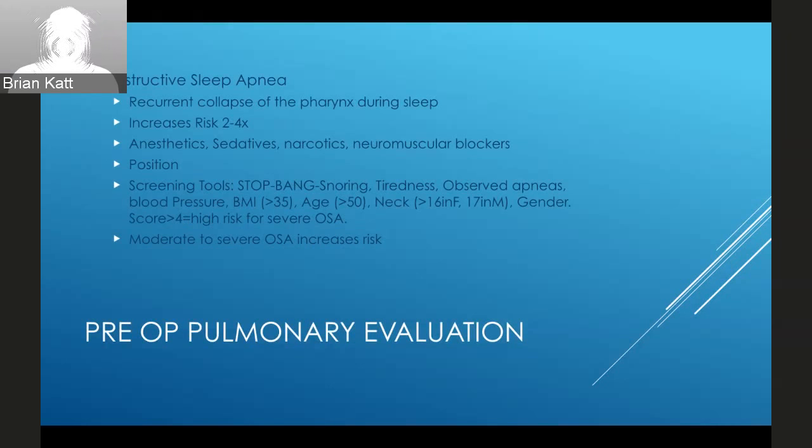stands for snoring, tiredness, observed apneas, blood pressure, age greater than 50, neck circumference greater than 16 inches in women, 17 inches in men, and gender, because men are more likely to have sleep apnea than women. With that score, you just give each one a 1 or a 0, and you add it up. If you have a score greater than 4, you're at risk for having significant sleep apnea that can impact you in the perioperative period. The nurses on the floor now are screening for that, so you may see this STOP-BANG questionnaire at the bottom.